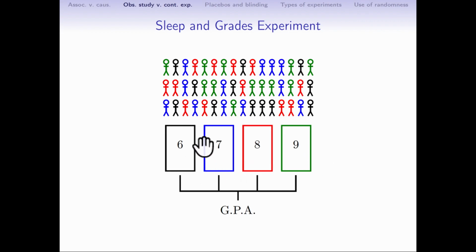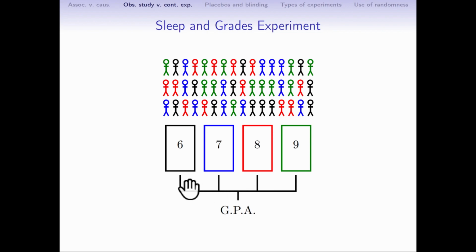And then what we're going to do is, maybe for an entire quarter, make sure that their parents allow these kids only 6 hours of sleep, these kids 7 hours of sleep, etc. And then we keep track of how they do in terms of their GPA. What kind of response do we get?